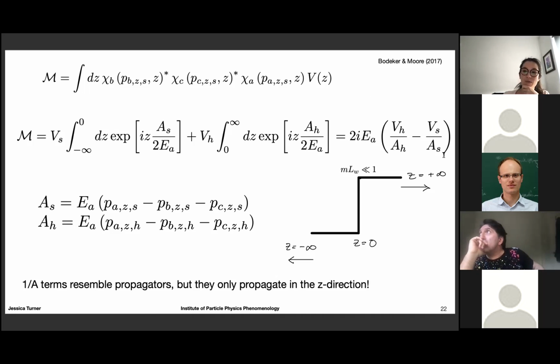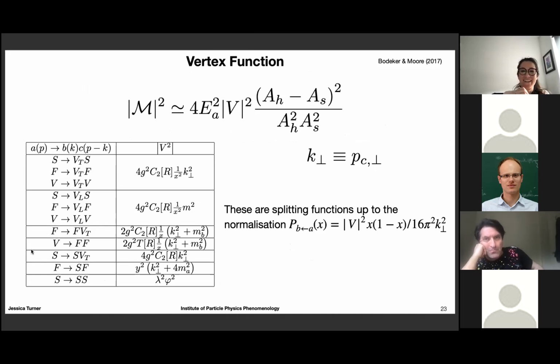One thing to note is that when we square this matrix element, these 1/A terms very much resemble propagators, but they're not fully covariant propagators. They're propagators only propagating in the Z direction. Okay, so we're almost there. So we square our matrix element, and what Bodecker and Moore find is they can pull out this vertex term, which is something I'll return to because it's not obvious one can do that.